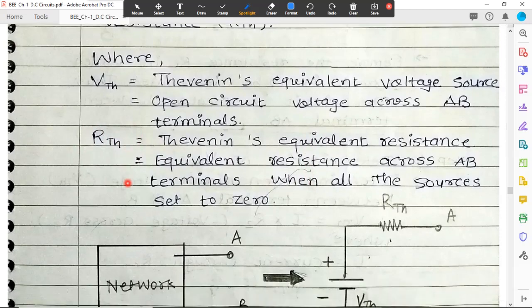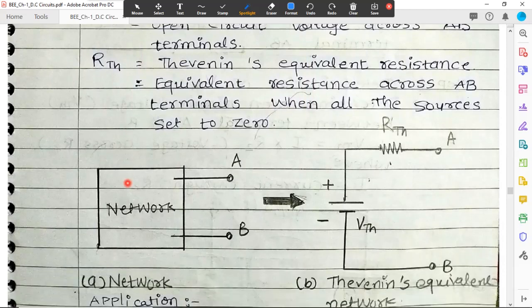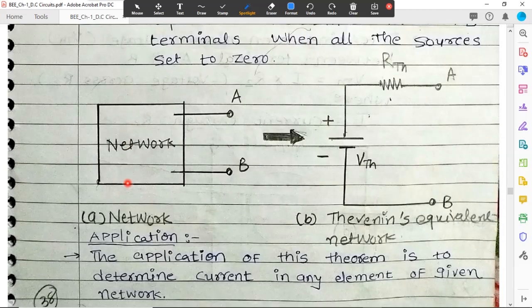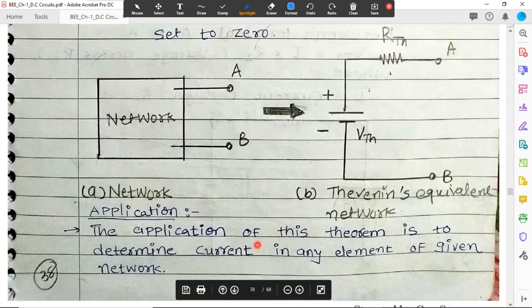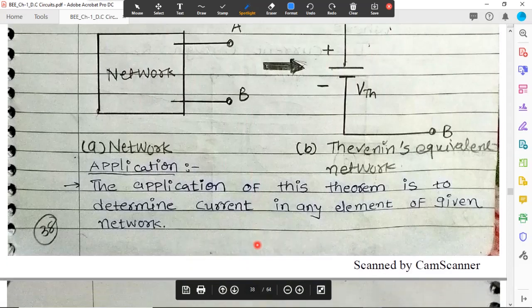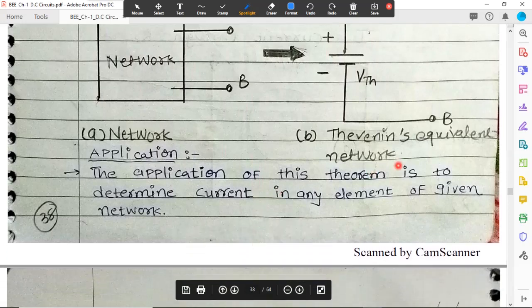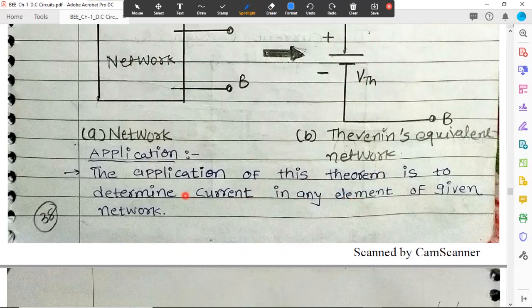Now, see here. This is the network. If you want to convert that network into Thevenin's equivalent network, we can connect this Thevenin's voltage source in series with the Thevenin's equivalent resistance RTH. The application of this theorem is similar to Norton's theorem: it is used to determine the current in any element of the given network.